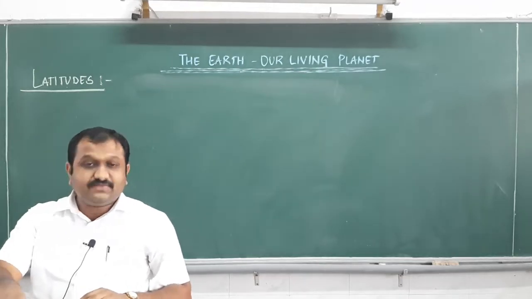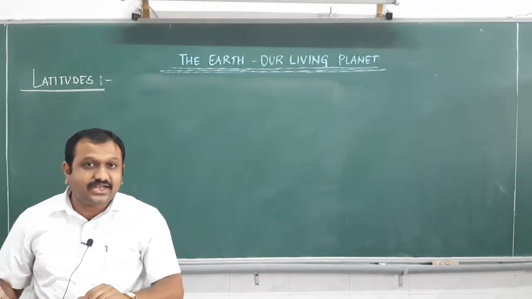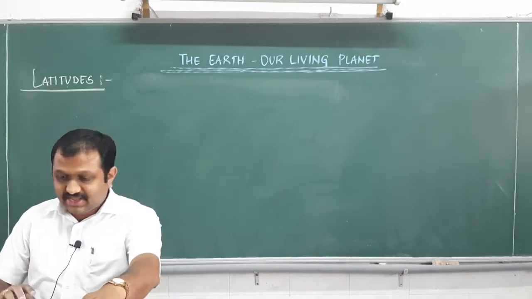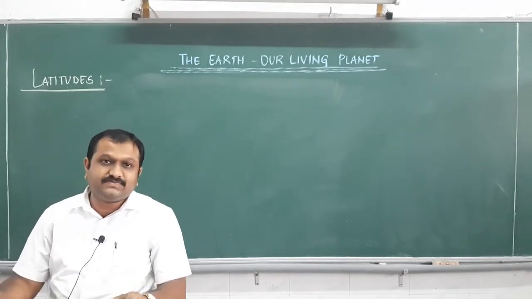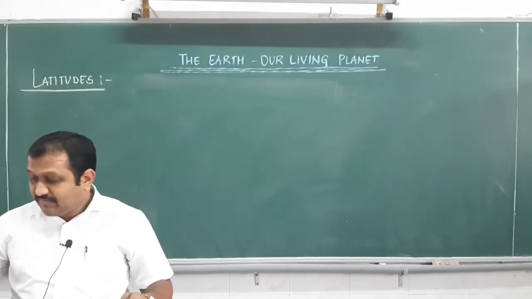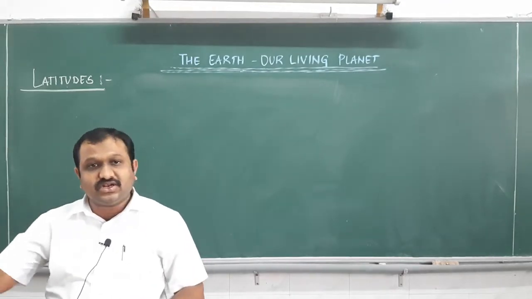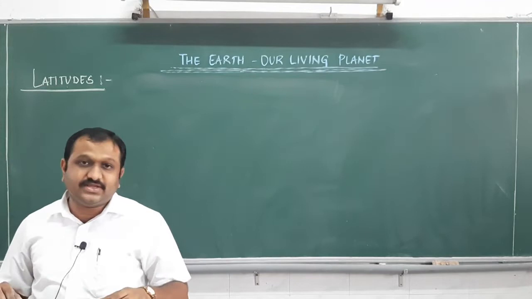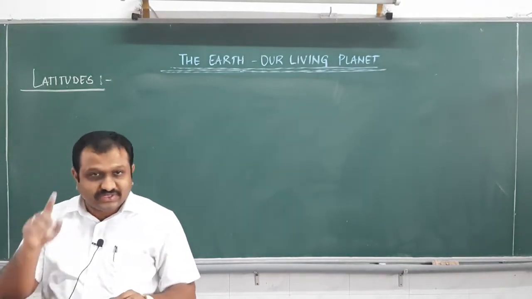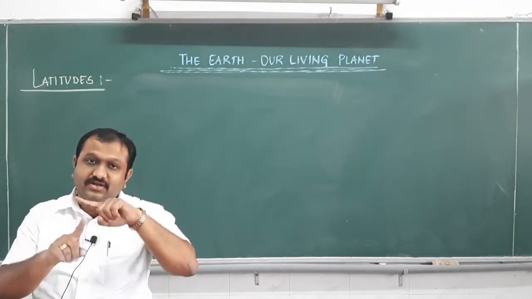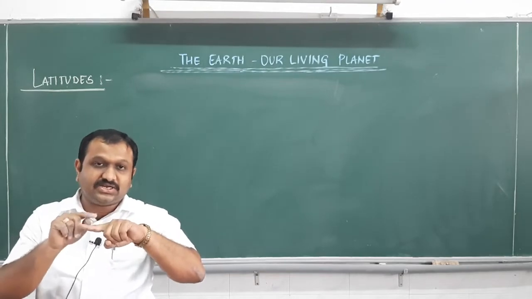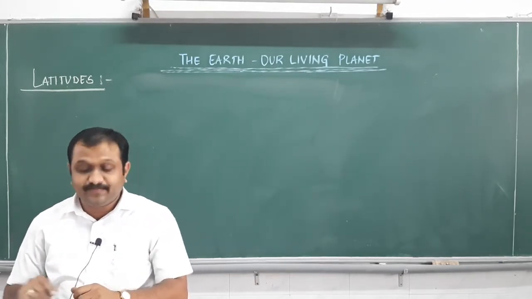And our next concept is all about latitudes. Dear boys, we shall have a discussion on this particular concept, latitudes. Now, just now I told you the latitudes and the longitudes are imaginary lines. They're drawn on the globe from east to west and north to south. And where these two intersect, that intersecting place we call a grid.